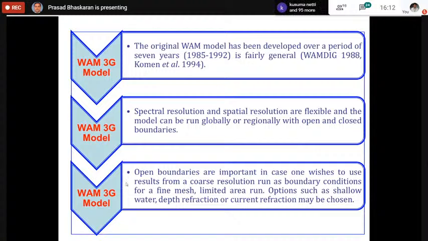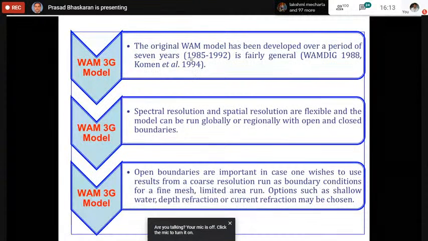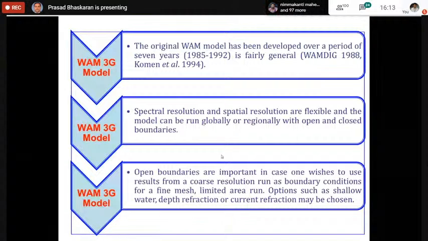Now, of course, these are some general things about the third generation wave models. The original wave model, the WAM model, was developed by Komen et al. Komen was a person who has contributed a lot. It took nearly 7 years to develop this wave model, and the spectral and spatial resolutions are flexible. The model can be run on the global scale, and it can also be run on the regional scale.